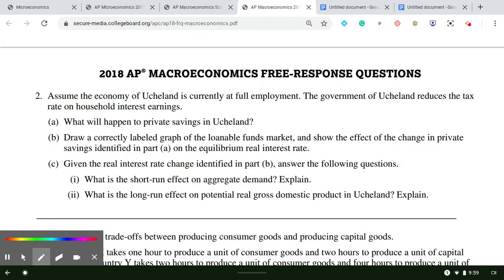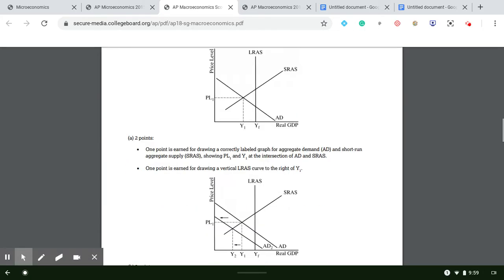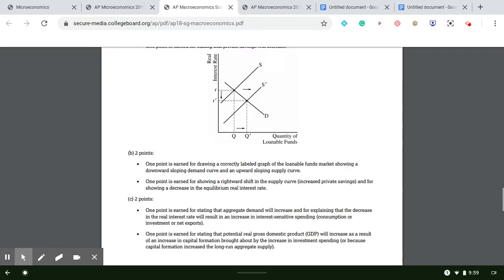Two was the long run effect on potential real gross domestic product in Ucheland. Because of the decreased interest rate, this will increase investment spending, which will increase capital formation, or capital accumulation. As capital accumulation increases, that'll increase the long run aggregate supply curve, which will increase the potential real gross domestic product of Ucheland. Okay, so let's see our scoring here, and see if we had any issues.